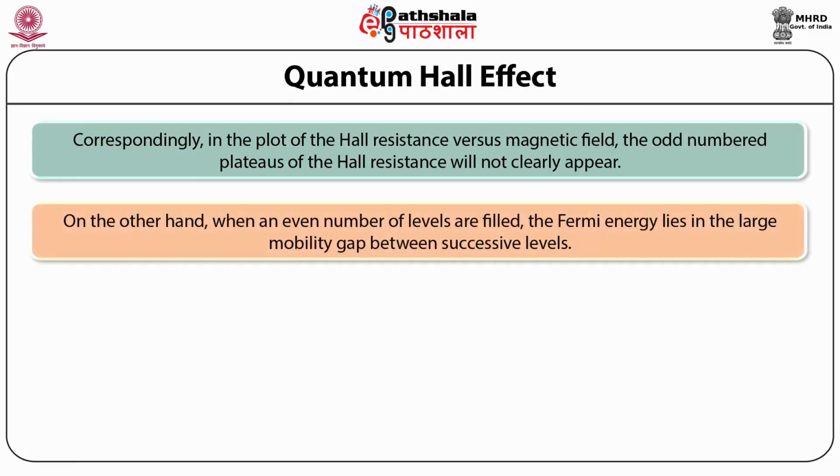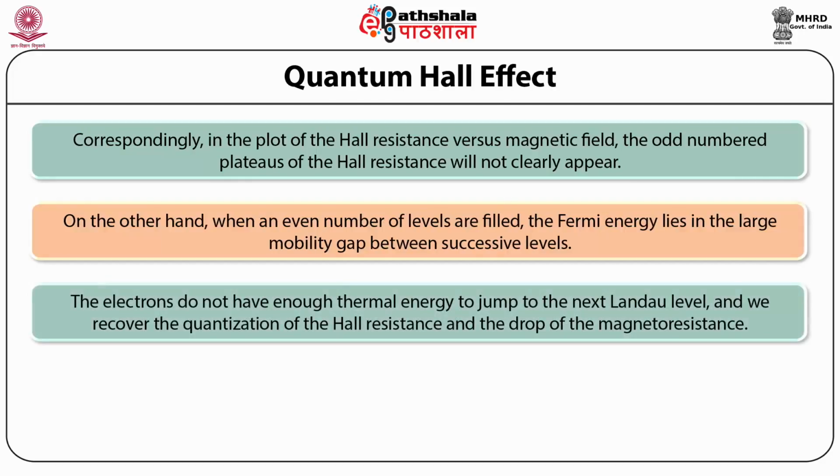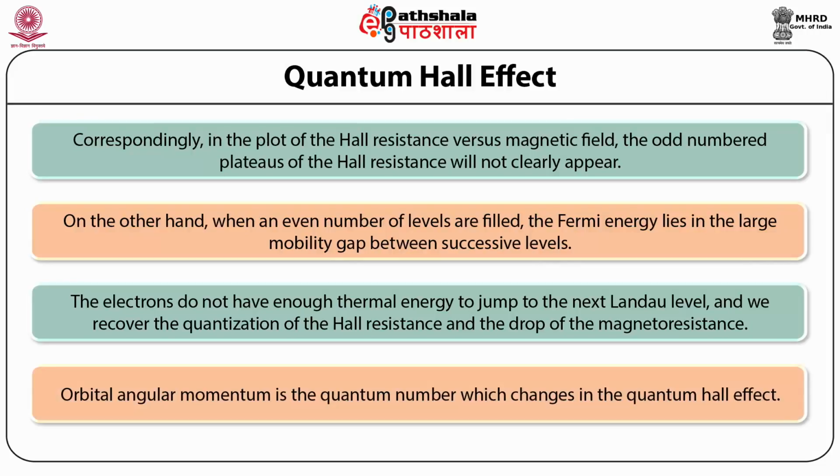On the other hand, when an even number of levels are filled, the Fermi energy lies in the large mobility gap between successive levels. The electrons do not have enough thermal energy to jump to the next Landau level, and we recover the quantization of the Hall resistance and the drop of the magnetoresistance. Orbital angular momentum is the quantum number which changes in the quantum Hall effect. The quantum Hall effect has a direct effect on the orbital angular momentum L.